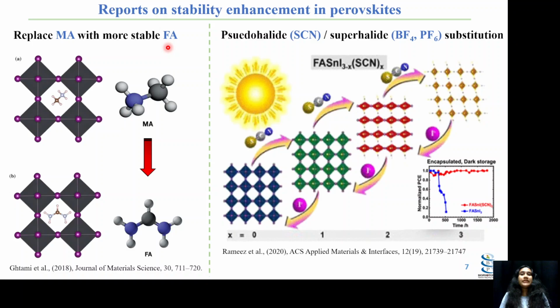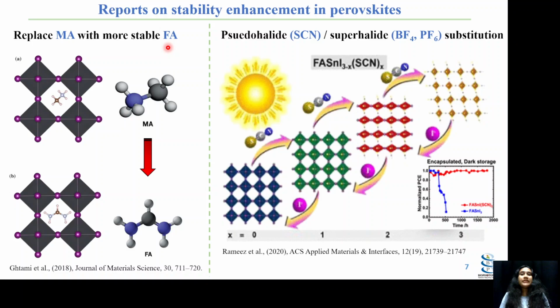So the original FASnI3 3D perovskite crystal structure looks like this. When the iodine is being replaced by pseudo-halide SCN in increasing amounts, we see that the crystal structure of the resultant perovskite changes. In this case, where all of the iodine is replaced by SCN, we have a highly stable structure.